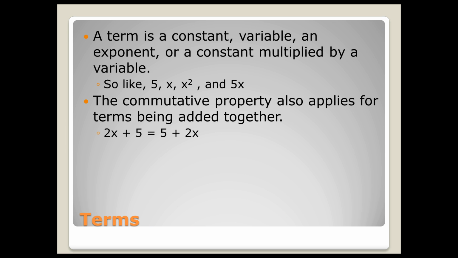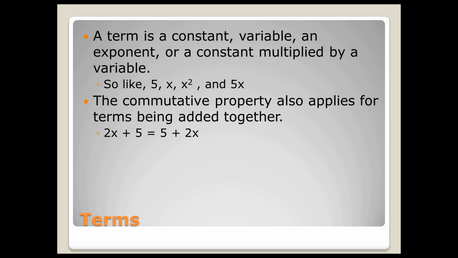So we're going to be going over a definition called a term, and a term is a constant, a variable, an exponent, or a constant multiplied by a variable. So 5 is a term and it's a constant. X is a variable and it's also a term. X squared is an exponent and it's also another version of a term. And 5 times x is a constant multiplied by a variable, and it's also a different type of term.